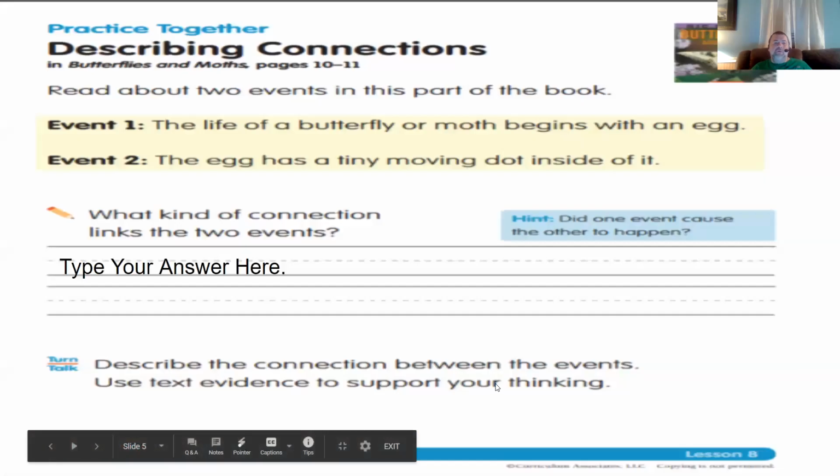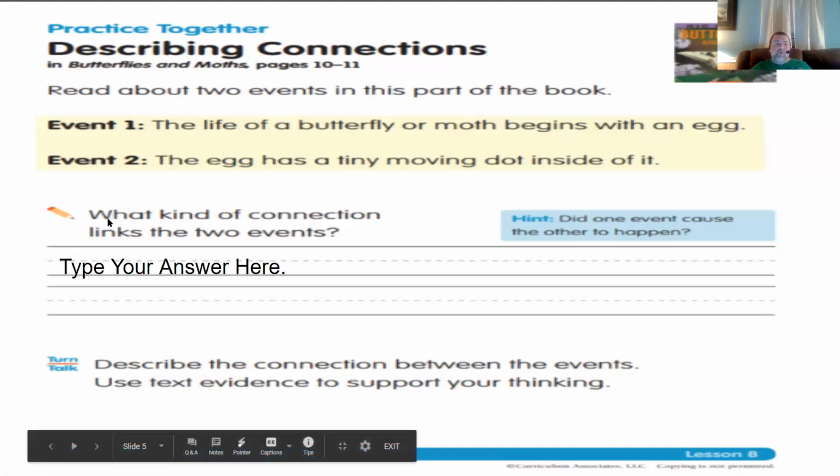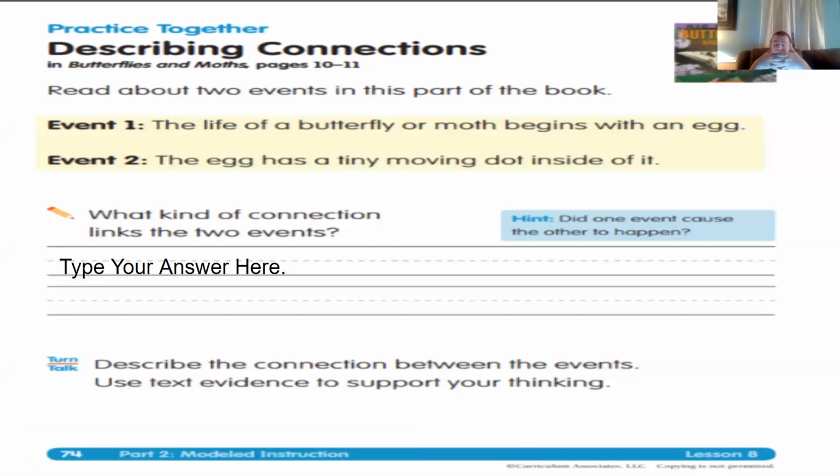So we're looking at what? We're looking at time order. But let's go back and review just to make sure that we're answering the question correctly. The question that we want to answer is, what kind of connection links these two particular events together? Now, in the blue box, we have a hint. The hint says, did one event cause the other to happen? So, did one event cause the other to happen, or did they just happen in an order?